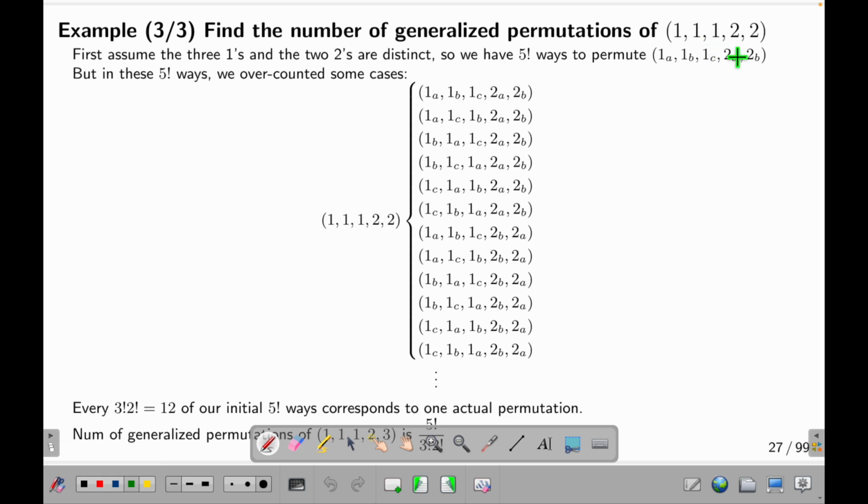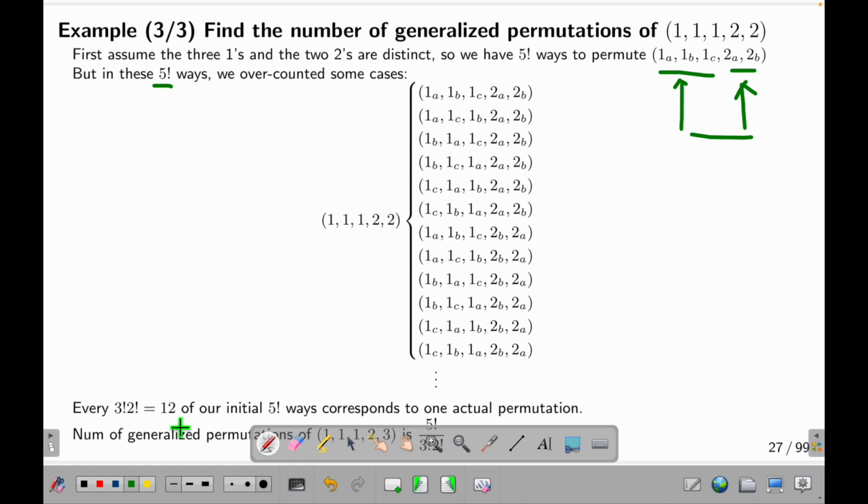What about 1, 1, 1, 2, 2? So now you add labels: 1 ABC, 2 AB. How many things here? 5 factorial. But we overcount so many things. How many? All the possible permutations in 1 and all the possible permutations in 2, and they also mix them up. So from the outsider's view, these are all 1, 1, 1, 2, 2. But you add labels, so here they are different, but from the outsider's view, they can't see the difference. So you have double counted this many times.